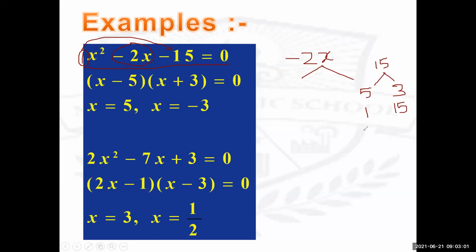Okay. You will not get more than that. Now, here, check, middle sign is what? Negative. When the middle sign is negative, that means the two numbers which you will get as the factors, out of that, the bigger number is what? Negative. Your bigger number is negative. Okay.